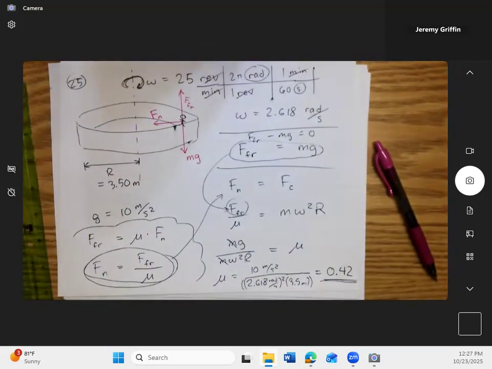So there you go. As long as the coefficient of friction is about 42%, say friction force is at least 42% of the normal force, the guy will stay in the ride.